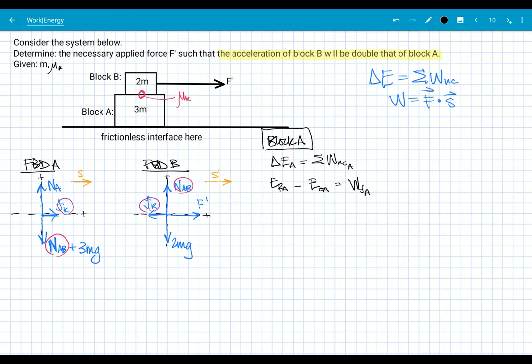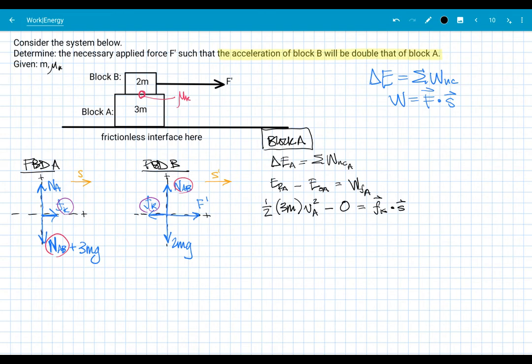So let me go ahead and write this out. The final energy for A, well, that's just going to be kinetic energy. It's set in motion, right? 1/2 the mass of block A, we're given, is 3m, and I'm going to just call this V sub A. I don't know what that speed is there. Initially, let's say the system was at rest. And the work done by friction is going to be my frictional force dotted in with my displacement for block A. I'm calling that S.